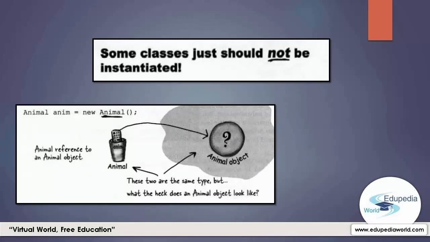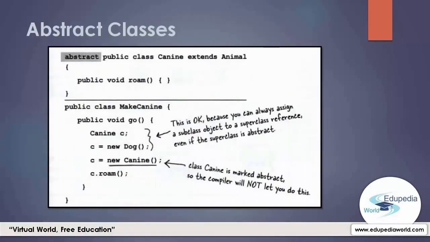Some classes just should not be instantiated. But how do we deal with this? We need an animal class for inheritance and polymorphism, but we want programmers to instantiate only the less abstract subclasses of class animal, not animal itself. We want tiger objects, lion objects, wolf objects, but not animal objects. Fortunately, there's a simple way to prevent a class from being instantiated. In other words, to stop anyone from saying new on that type.